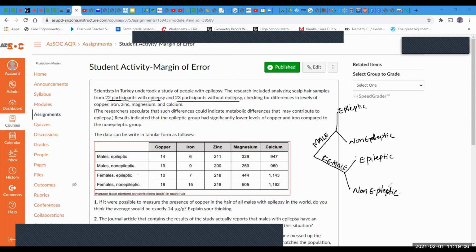Okay, the data can be written in tabular form as follows: copper, zinc, iron, magnesium, and calcium. Okay, what is the question? If it were possible to measure the presence of copper in the hair of all males with epilepsy in the world, do you think the average would be exactly 14 μg/g? That μg/g is actually micrograms per gram.